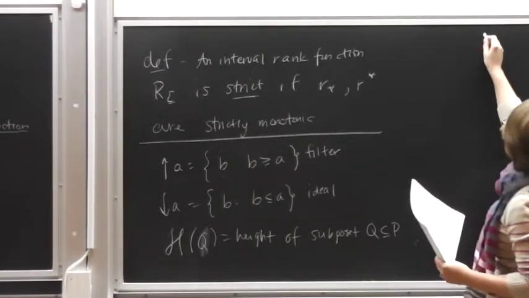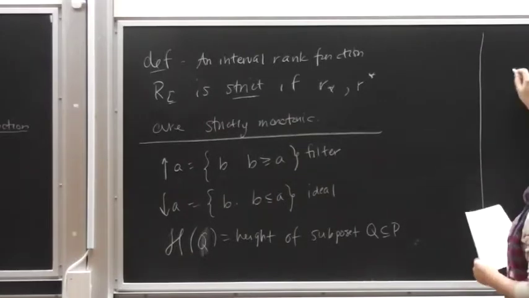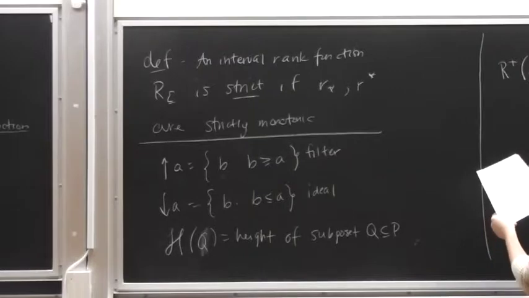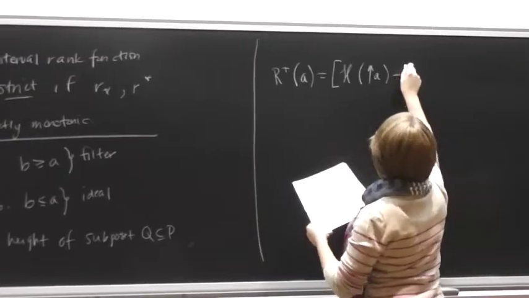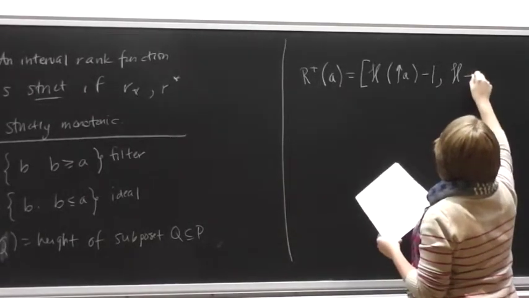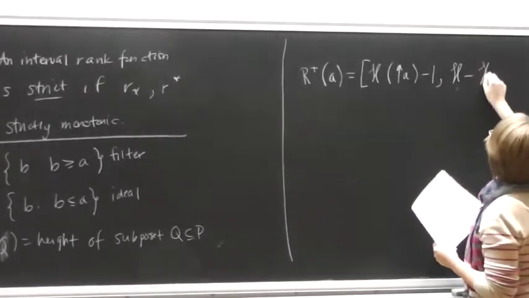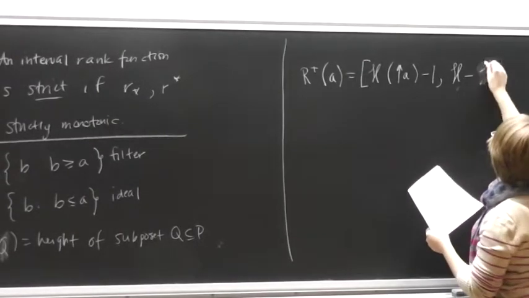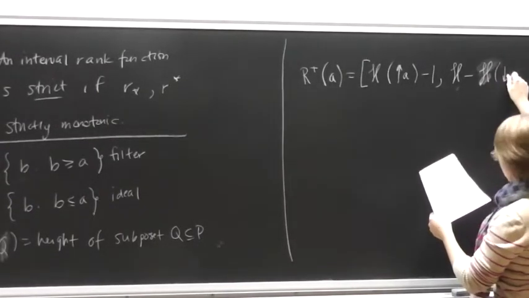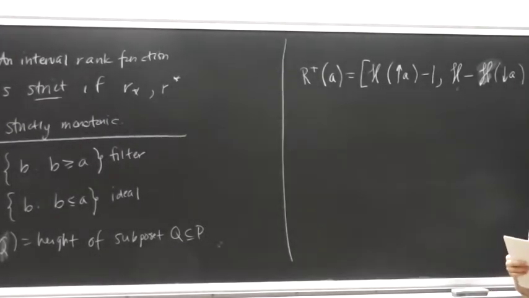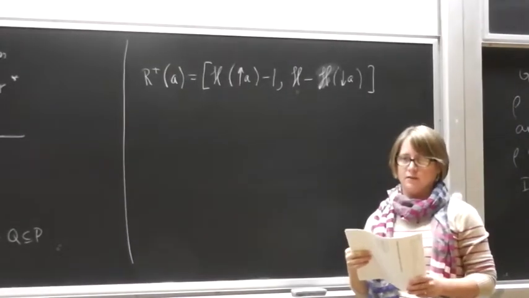So given those things, we can define our plus of A to be the height of the upset of A minus 1, and then the height of the full poset, so H without anything is the full thing, minus the height of the downset of A. When you measure height, do you count edges or vertices? You count vertices.